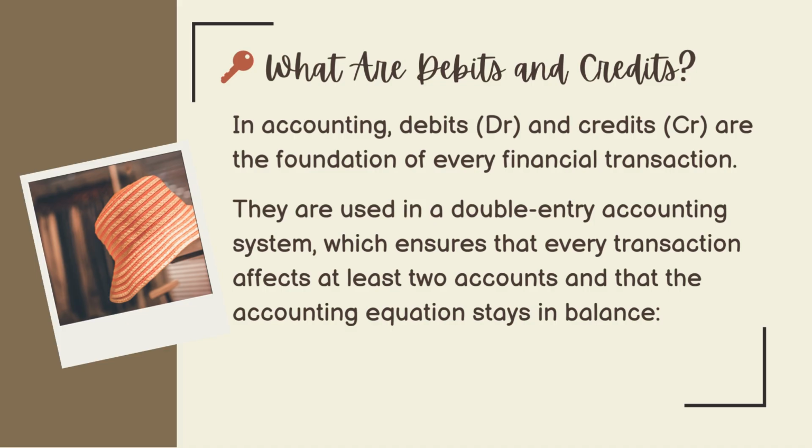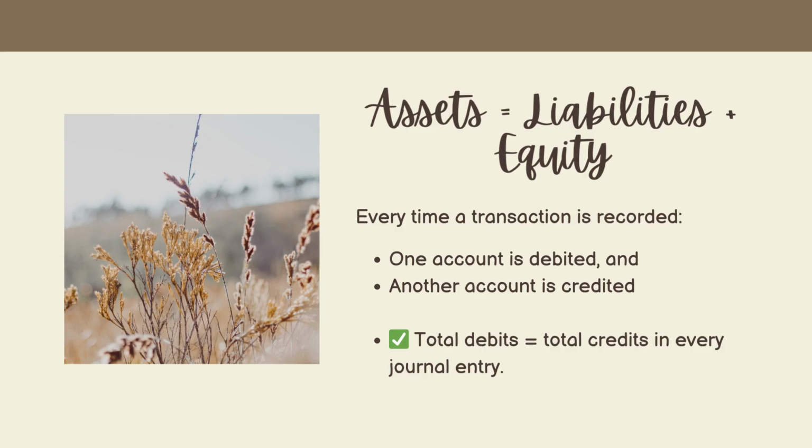In accounting, debits and credits are the foundation of every financial transaction. They are used in a double-entry accounting system, which ensures that every transaction affects at least two accounts and that the accounting equation stays in balance: assets equals liabilities plus equity. Every time a transaction is recorded, one account is debited and another account is credited. Total debits equal total credits in every journal entry.